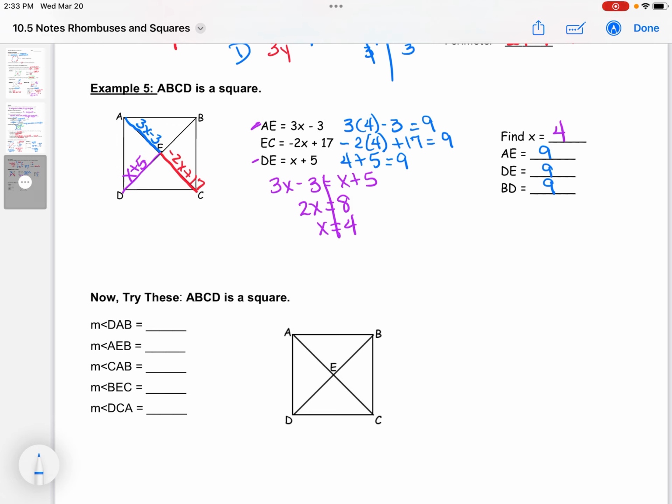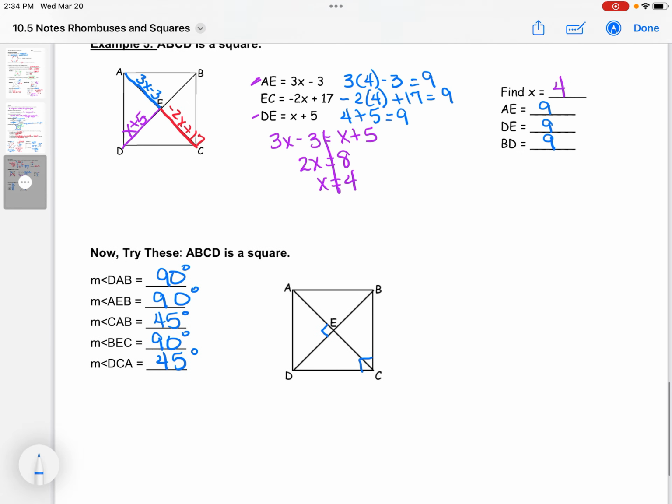Okay, I bet a bunch of these are going to be 90s. D to A to B is a 90. A to E to B is a 90. So remember, these are 90s, and these are 90s. C, A, B is half of 90. B to E to C is 90. And D to C to A is 45.